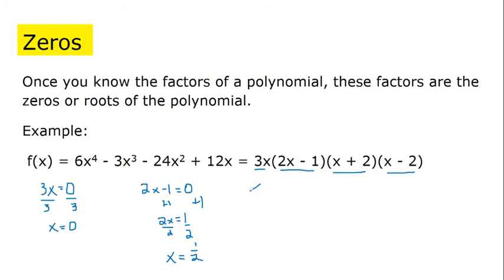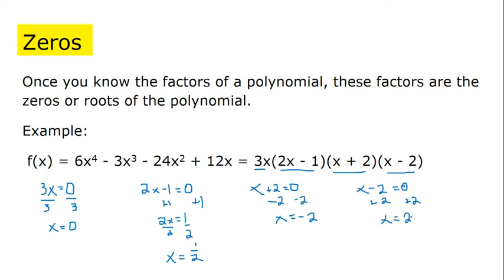Now I'm going to take my next term, x plus 2 equals 0. To solve for x there, I need to subtract 2 from both sides, so I'm going to get x equals negative 2. Then I'm going to take my last term, x minus 2 equals 0. Now in order to solve for x, I need to add 2 to both sides. So I'm going to end up with x equals 2.